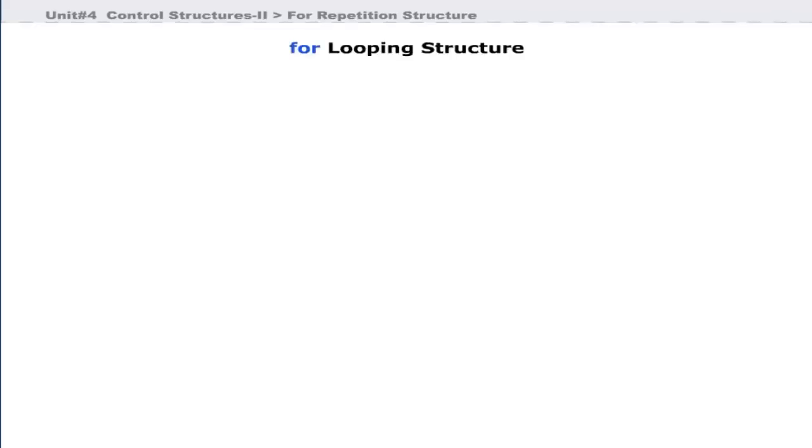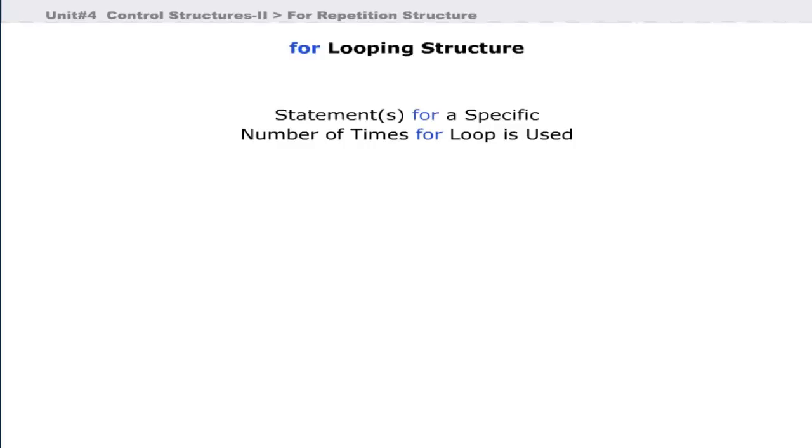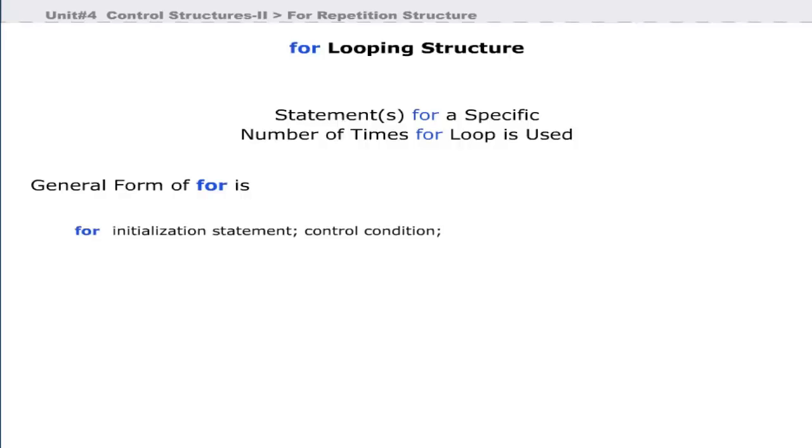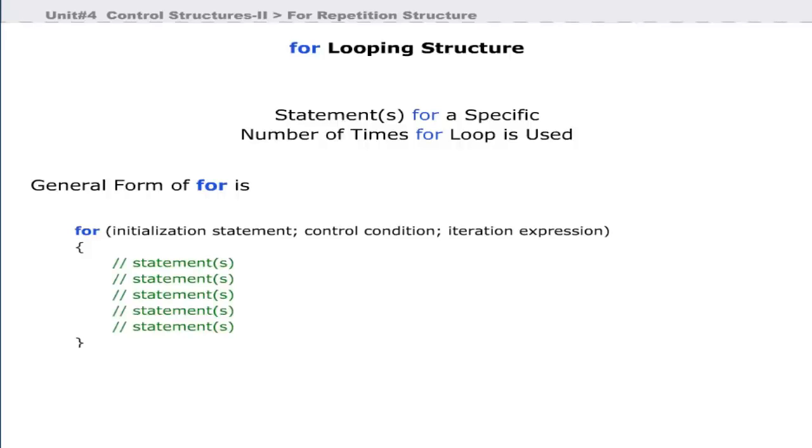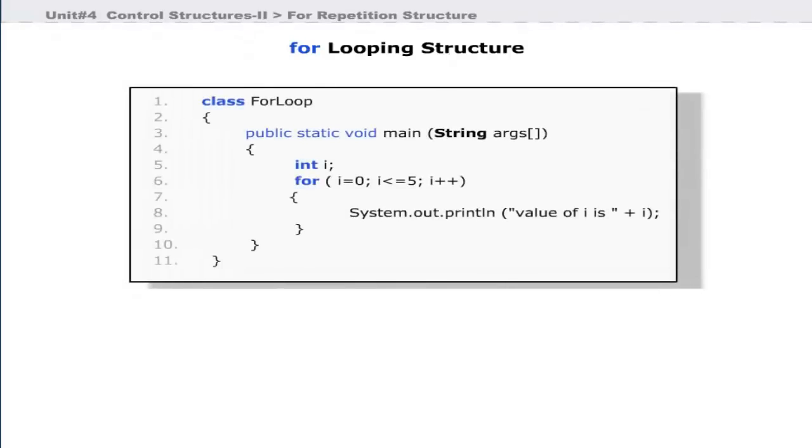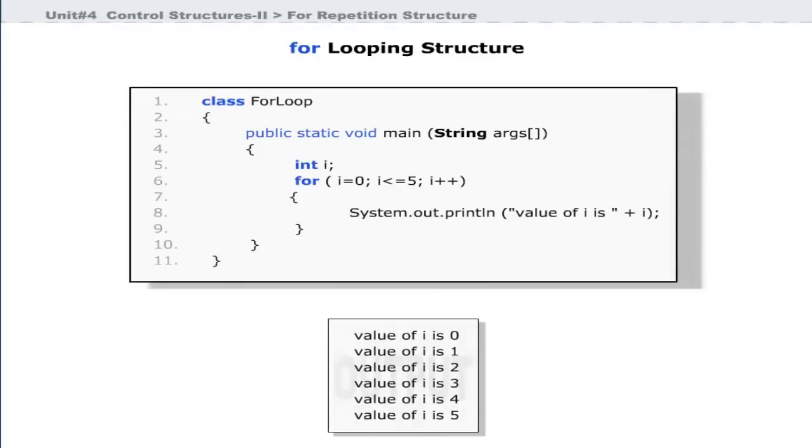Now we will discuss for looping structure. For loop is used to repeat statements for a known number of times. General form of for is for keyword followed by initialization statement, control condition and iteration expression inside the braces. Next line may be a single statement or a block of statements. Let us see a simple example that demonstrates the use of for loop. This program prints the result as shown in the output.